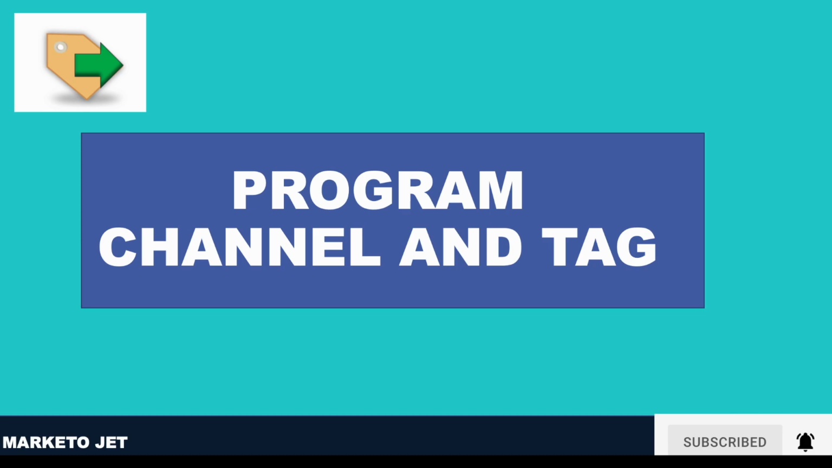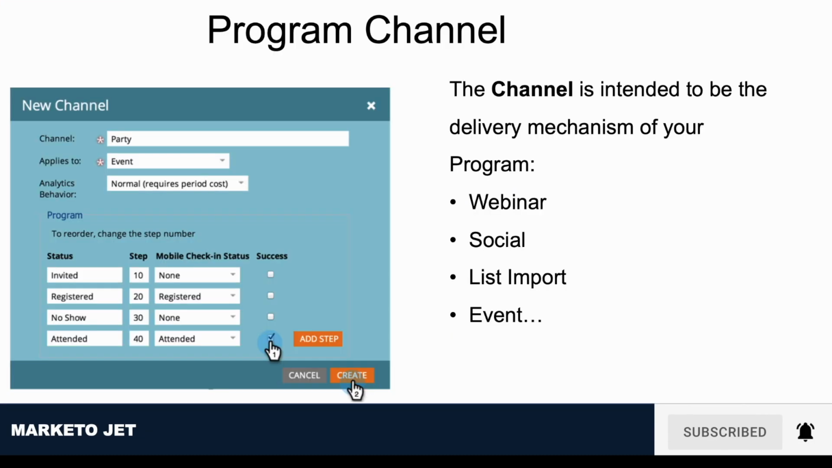So let's get started. What is a channel? In simple words, a channel is a medium to deliver a campaign, like a webinar, LinkedIn ads, list import, or content syndication campaign. When you create any program in Marketo, you have to select the channel for that particular program. You also have to use a tag if it is mandatory.